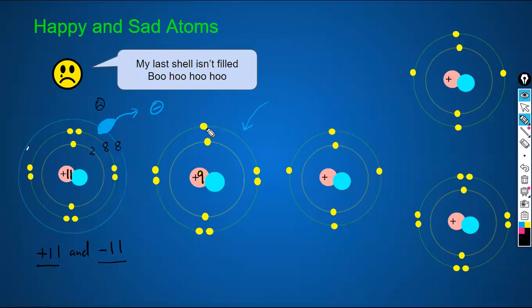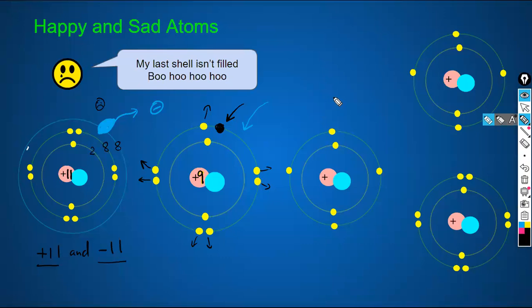Remember, that shell could hold up to what? 8. For him to accomplish happiness, is it easier to lose 7? Because he could either lose 7 and revert back to the first shell, or he could do what? Which one is easier, to lose 7 or to gain 1? Right, isn't it easier for him just to gain 1 electron? Think about it. The atom is going to look for the easiest way to accomplish happiness.